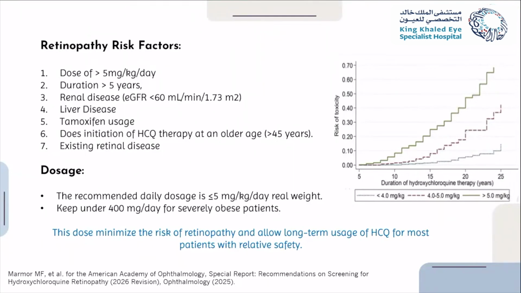You can see in the graph, even when we are using less than 4 or from 4 to 5 milligram per kg, we will have toxicity, but it will be delayed. But when we start from 5 milligram per kg or a higher dose from the beginning, we will expect the toxicity from the beginning.